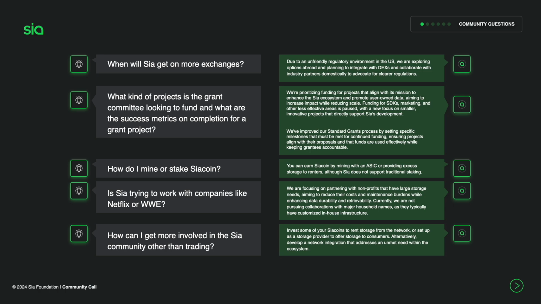Our second question is, what kind of projects is the grant committee looking to fund, and what are the success metrics on completion of the grant project? After funding some large-scale big project grants, the grant committee is now more interested in adhering closely to the original mission. This involves funding research, development, developer tools, and anything that would help support and advance our mission of user-owned data while enriching Sia's ecosystem.